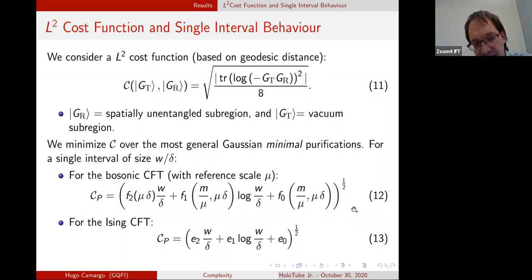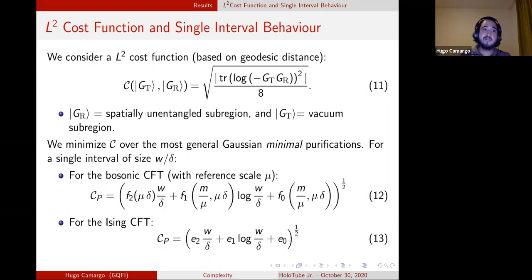But there it was like that these kinds of divergences somehow were fixed relative to each other. At least the result you quoted, there was a 2 and a 1. Yes. And this seems to be not the case now for your bosonic CFT, because F2 doesn't depend on m divided by mu, while at least you quote that F1 depends on m divided by mu.